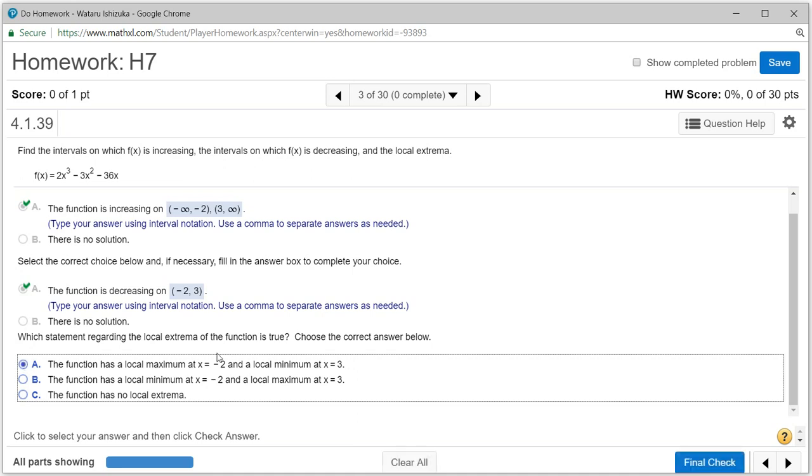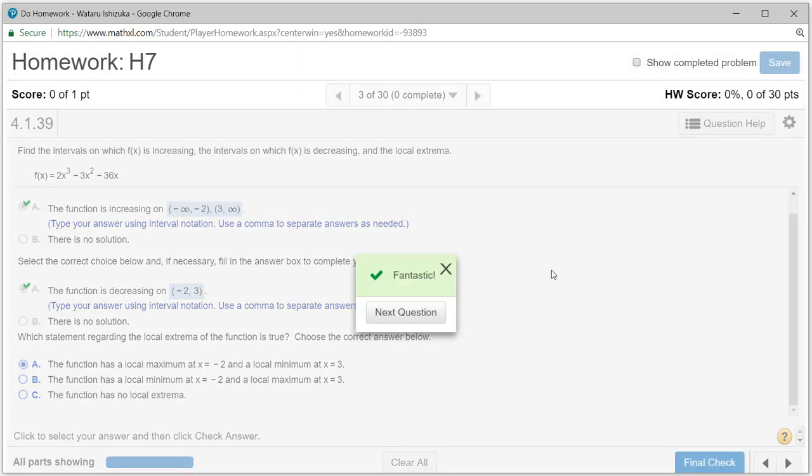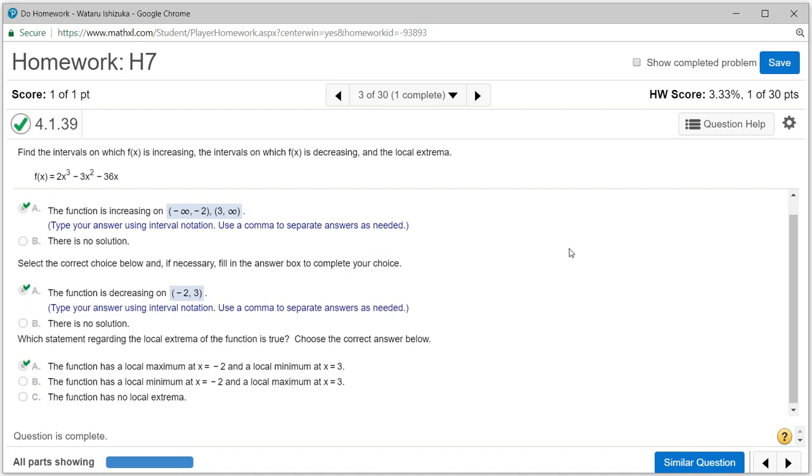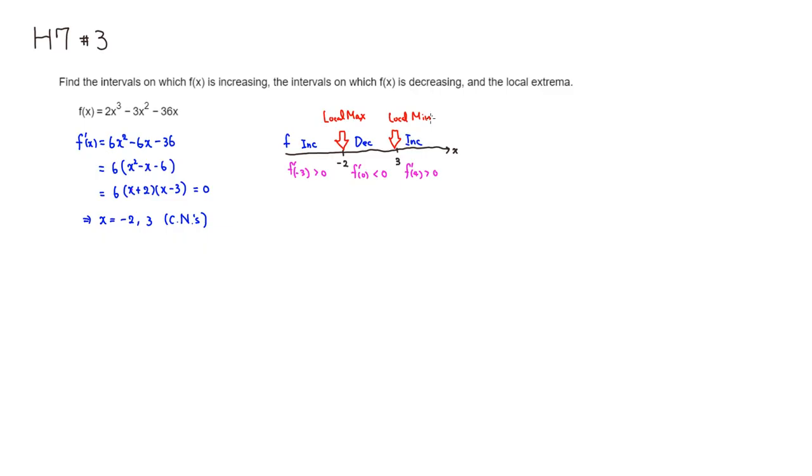So A is the correct one. Check the answer. We got that. That's it. I hope that this was clear.